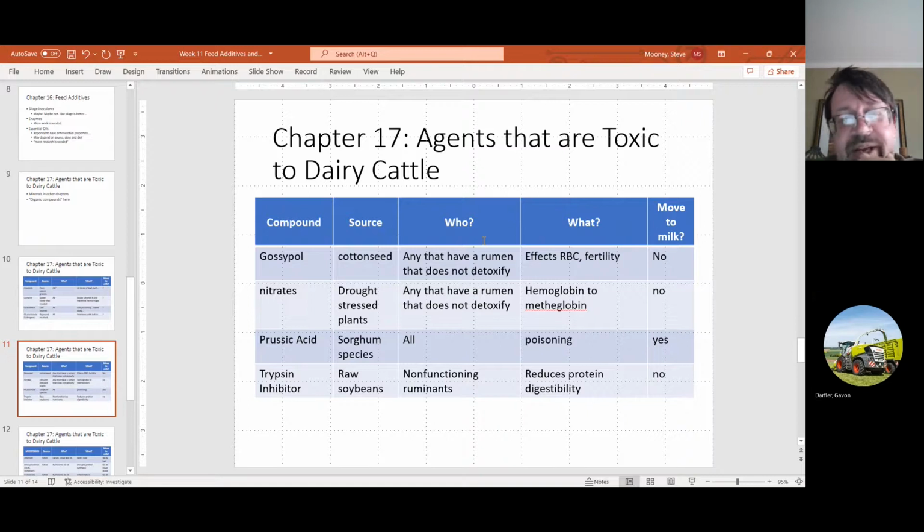You have a trypsin inhibitor in raw soybeans. It's going to affect non-functioning ruminants. A ruminant's going to detoxify that and reduce protein digestibility. Does this move on into the milk? No, it doesn't.